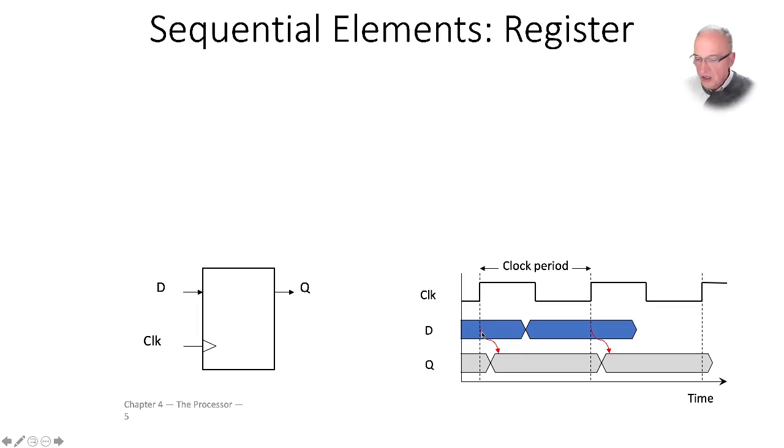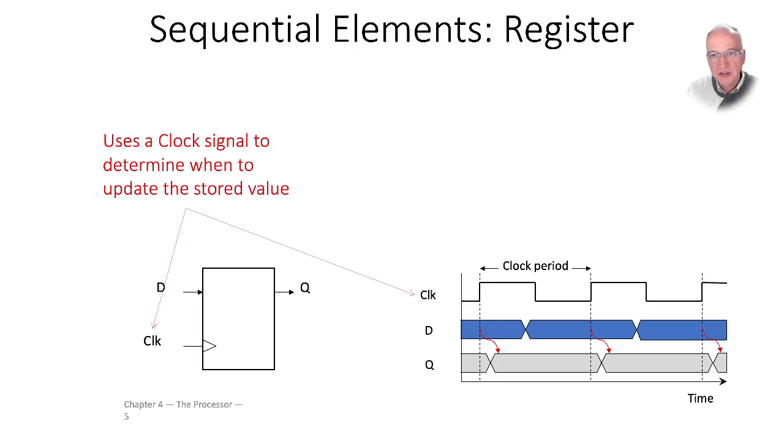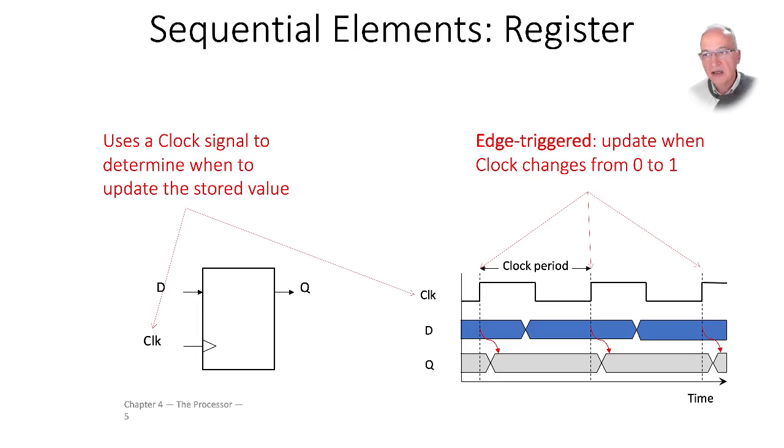The output copies the data input in this circuit, which we call a synchronous flip-flop, or a clocked flip-flop. Flip-flop is the name that's used for the circuits that store data. So of course, for our processor, this register, this design, let me just finish this animation. I use the clock signal to determine when I update the stored variable. This is called an edge-triggered device because the update happens when the clock changes from 0 to 1.